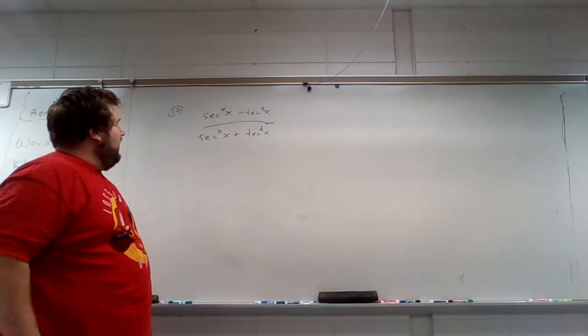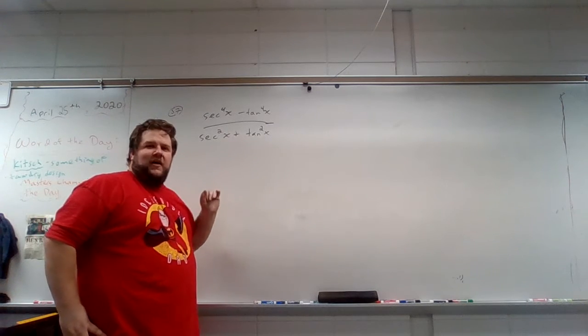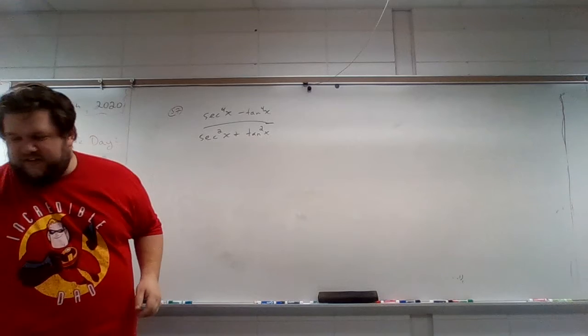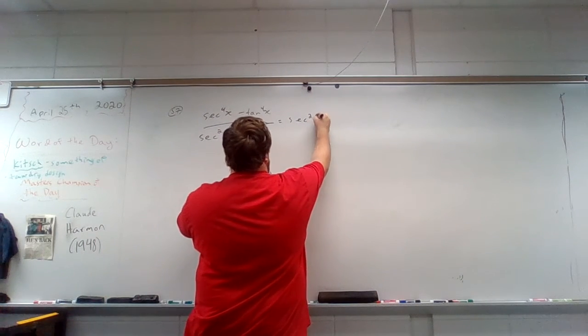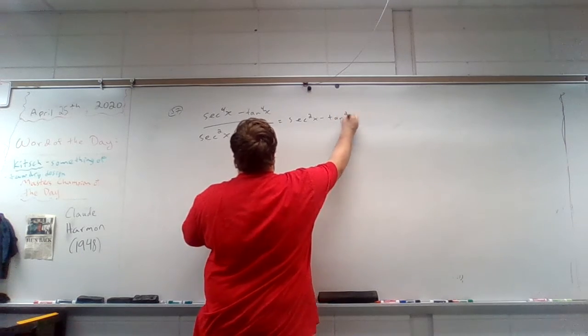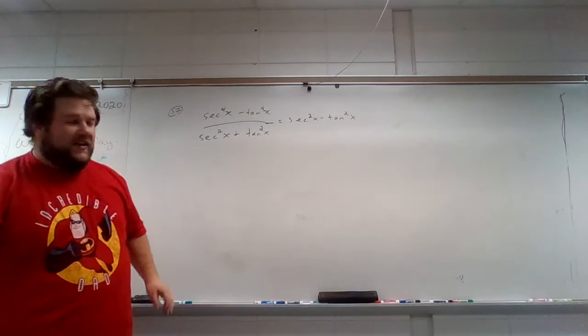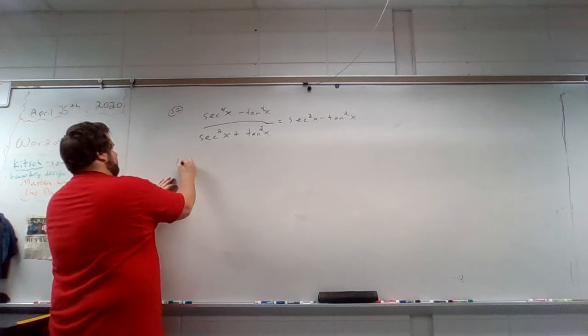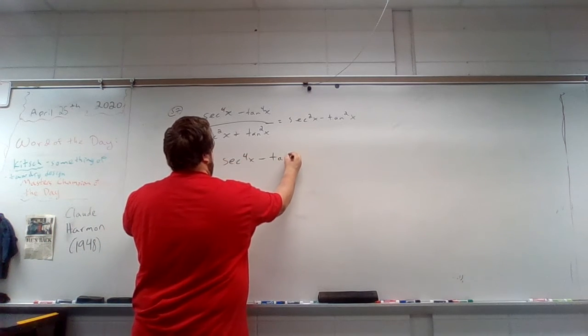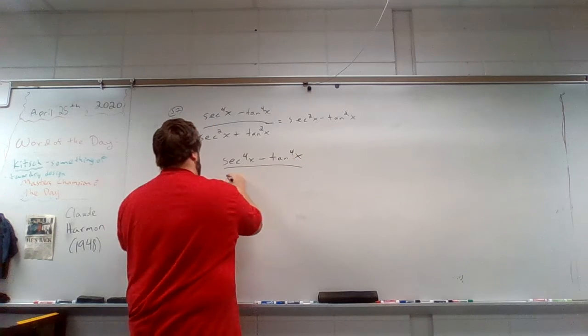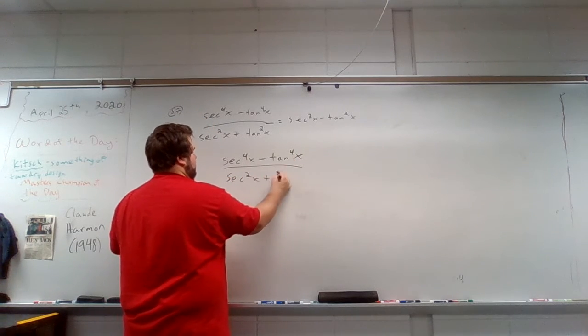So originally, actually, I don't do anything with the denominator yet. Oh, I need to write a right-hand side. Sorry, I didn't write my right-hand side out. I'm going to pick the left-hand side because it's more complicated. So I've got secant to the fourth minus tangent to the fourth, and then over secant squared plus tangent squared.